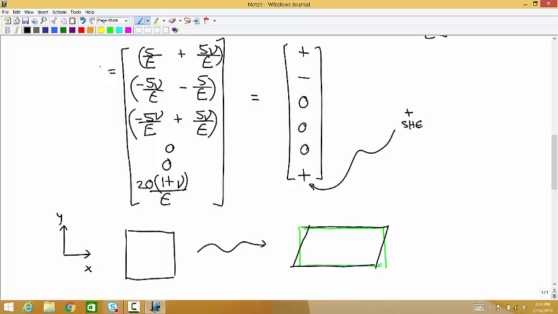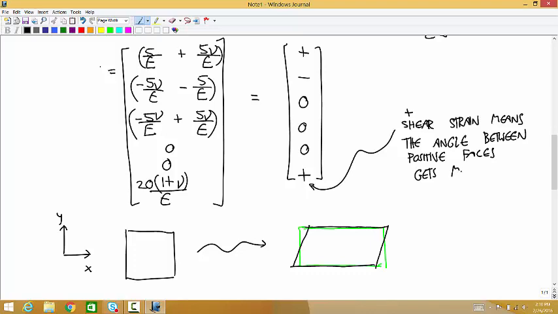A positive shear strain means the angle between the two positive faces gets more acute.